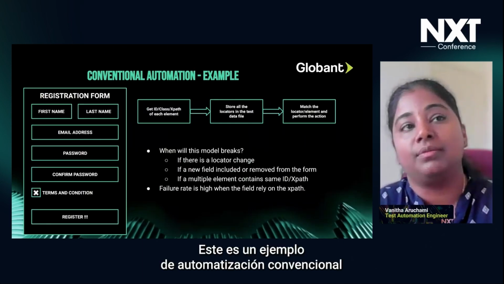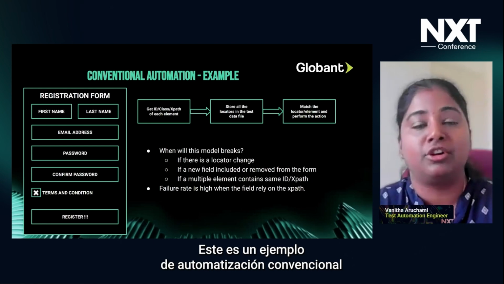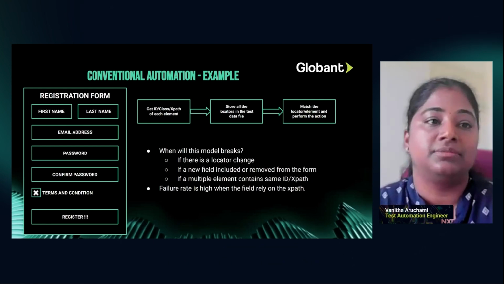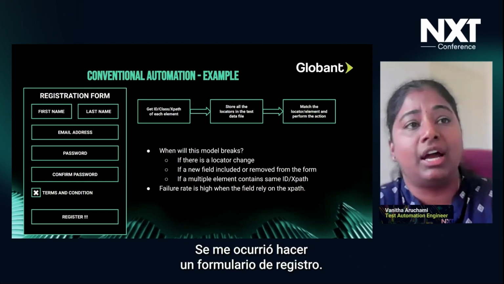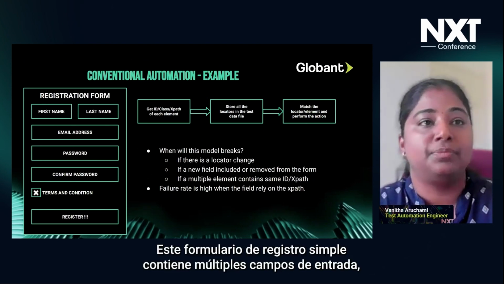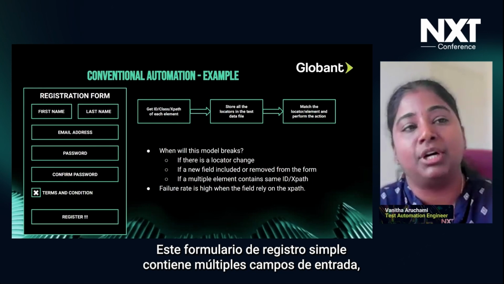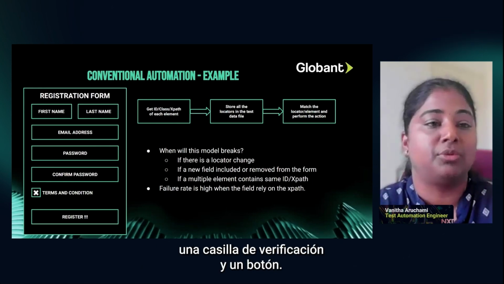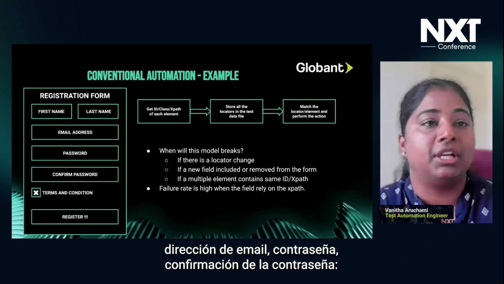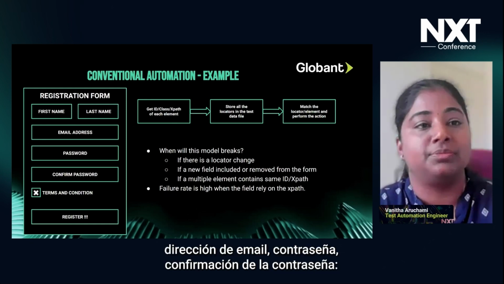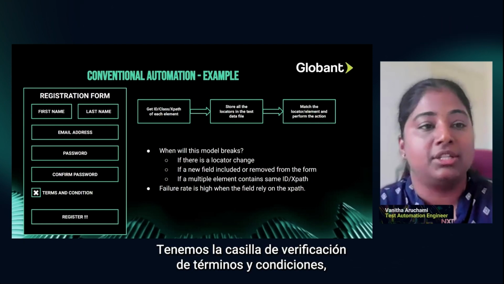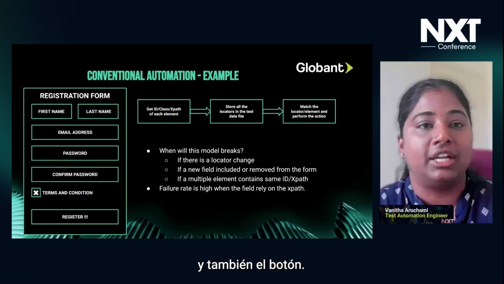So here's an example of conventional or traditional automation, which we currently have. I came up with an example of a registration form. A simple registration form contains multiple input fields, a checkbox and a button: first name, last name, email address, password and confirmation password. These are input types. And the checkbox for the terms and conditions, and again the button.